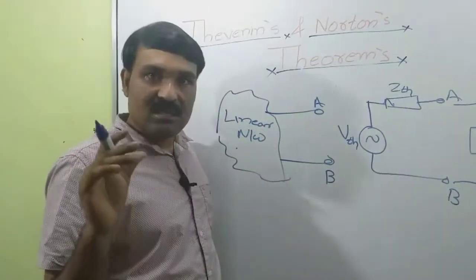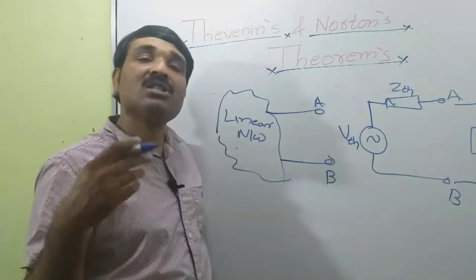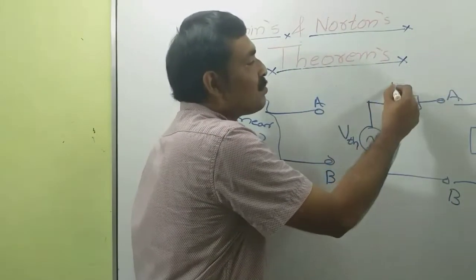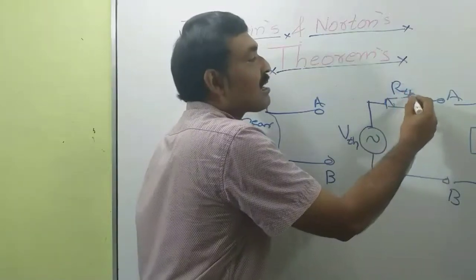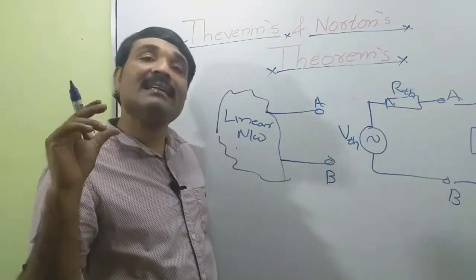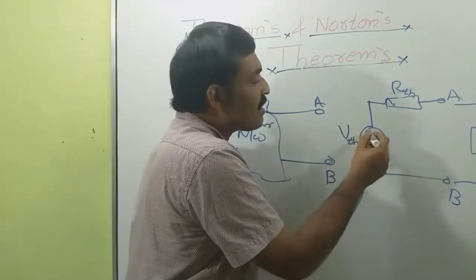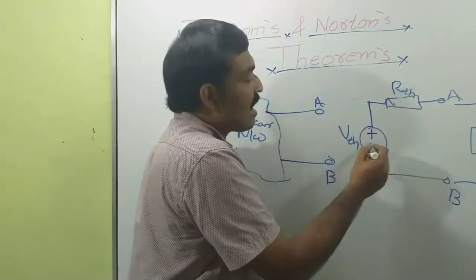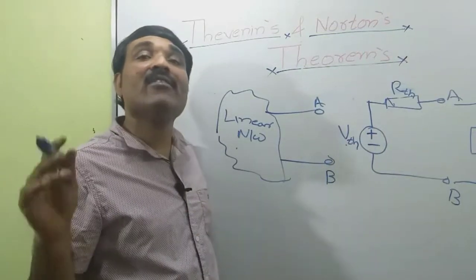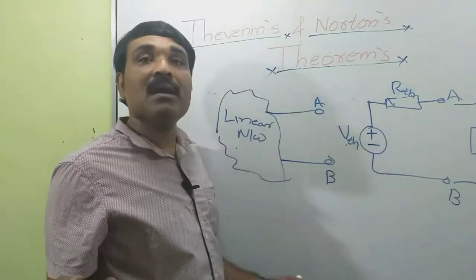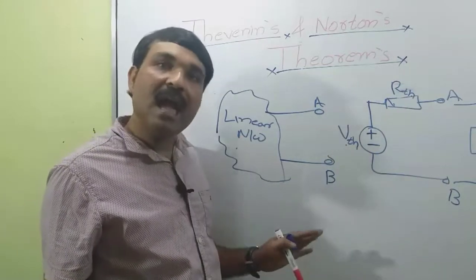Okay, suppose the circuit consists of only resistance, then we can replace ZTH by RTH, where RTH is the Thevenin's equivalent resistance. And suppose the source is a DC source, then we can replace this by a DC source, and VTH is the Thevenin's equivalent voltage. And across this terminal, we can connect a load. That may be a resistive load or an impedance.